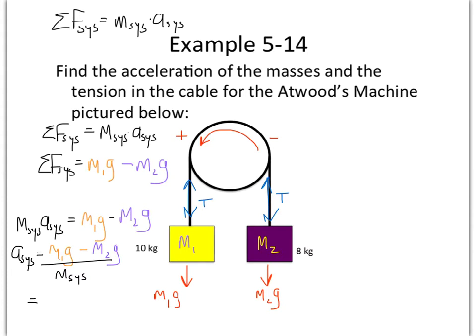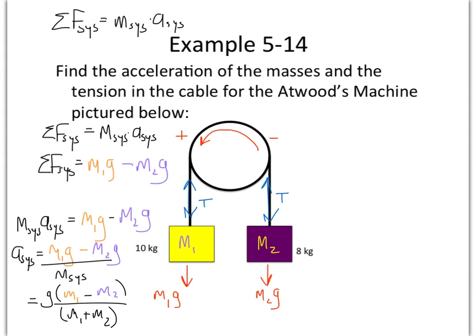Hope to be able to squeeze all that in. Mass 1 times gravity. In fact, let's make this a little bit easier on ourselves. Let's take this numerator and just factor out g. Let's put it out front, and then we'll have mass 1 minus mass 2. That way we'll save some space as well. G comes out front, and then it's mass 1 minus mass 2, divided by the mass of the system, that's mass 1 plus mass 2, right?